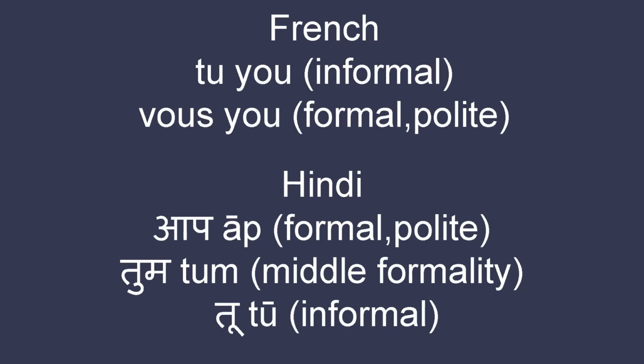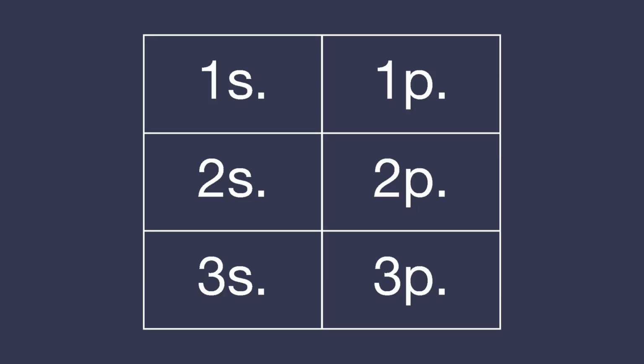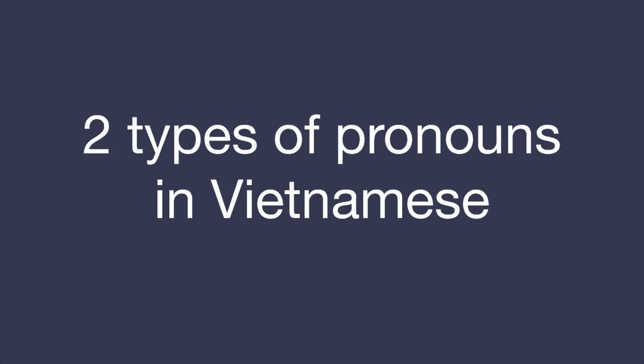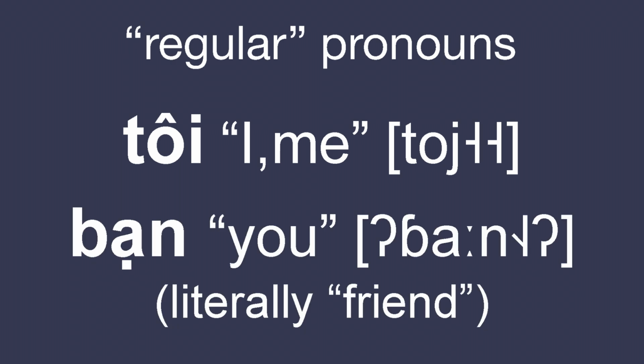From languages that incorporate formality into their pronouns, to ones that have a dual or even trial number, there are a couple of things you can do with pronouns. Vietnamese takes this system of pronouns and turns the whole thing on its head. Vietnamese has two types of pronouns. One of these types are typical pronouns, like the word tôi, meaning I, the most common first-person singular pronoun. The usual word for you, the second-person singular, is bạn, which literally means friend.